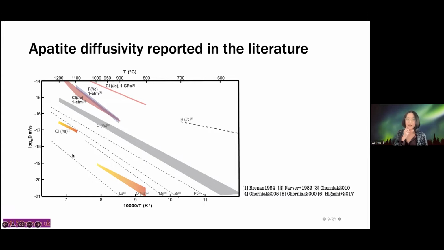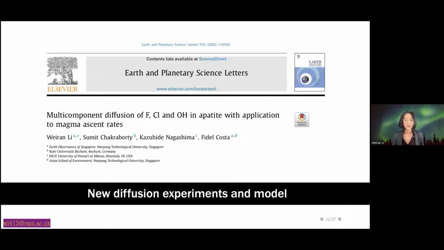So the question now is, first of all, what's the diffusion rate of hydroxyl in apatite, as hydroxyl is also one of the three components, the most abundant anion components in apatite. The other question is, what is the diffusion mechanism of these volatiles in apatite? To figure that out, we performed new diffusion experiments and established a new diffusion model, as I mentioned. This work was published in EPSL in 2020.